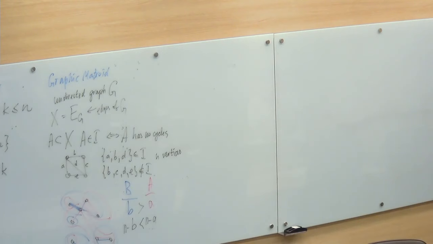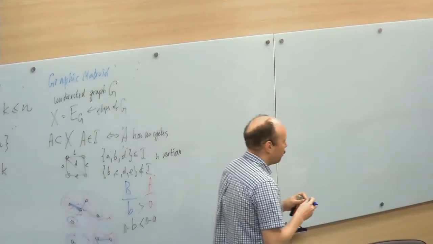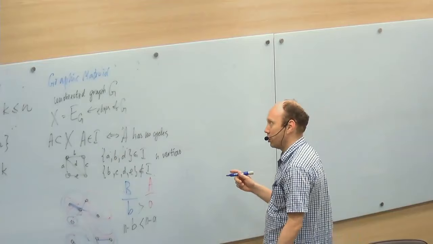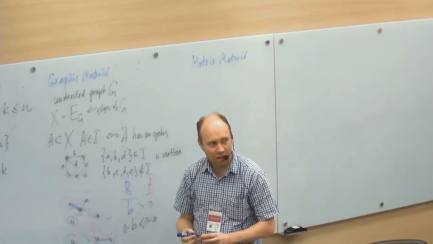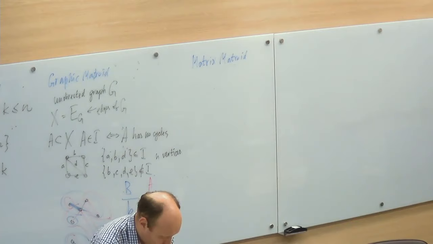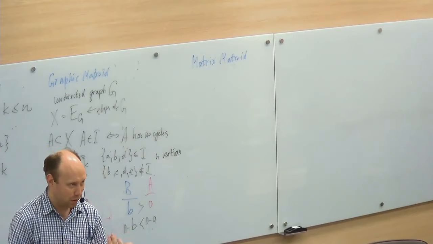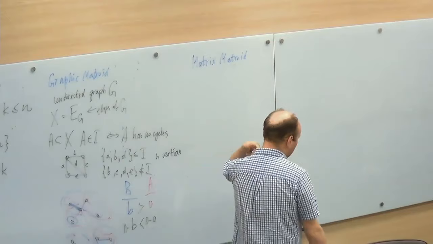Well, it took us some time. Okay, I will now give the fourth example. The fourth example is, in some sense, the matrix matroid. Actually, the matrix matroid is where the word matroid came from. So that was the first matroid to be investigated. The matrix matroid looks like the following.